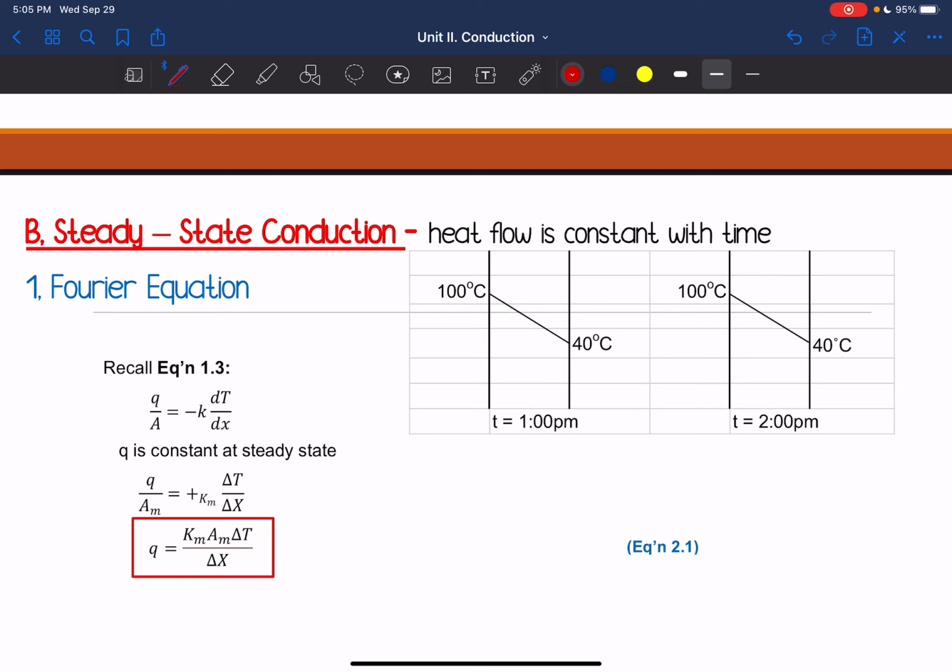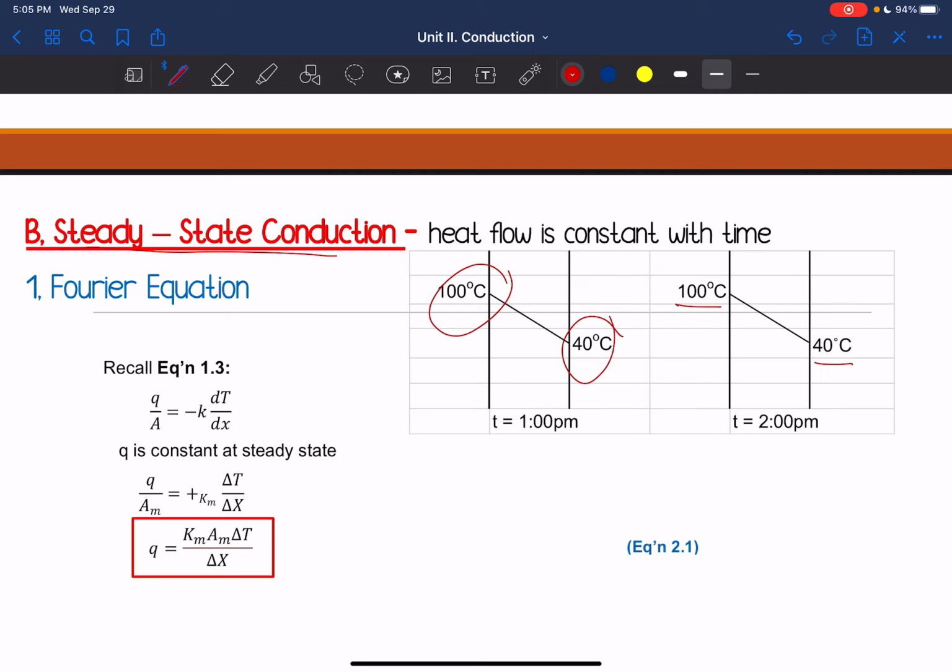Okay, so we'll be dealing with steady state conduction. When you say steady state, there are no fluctuations in your delta T. For example, your heat flow is constant with time. Say your outer surface is maintained at 100 degrees C, and your inner or colder end of the surface is maintained at 40 degrees. After several hours, you still maintain that same temperature.